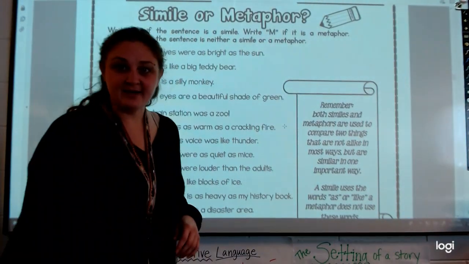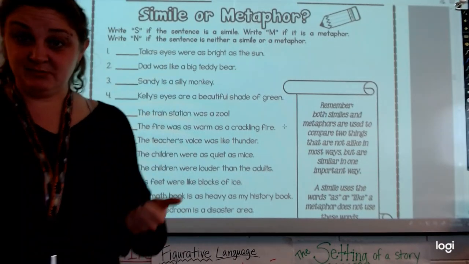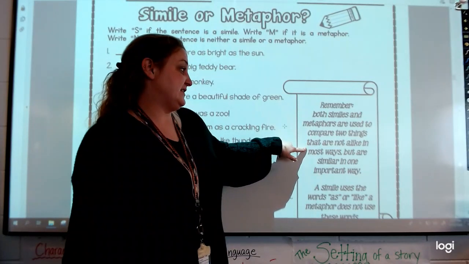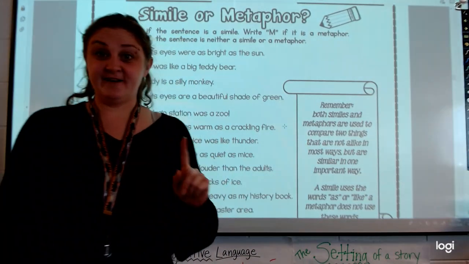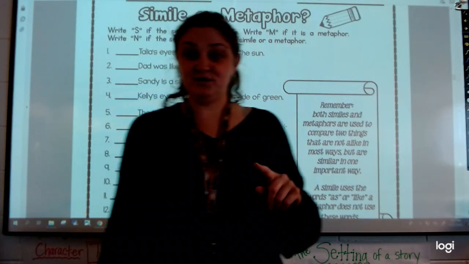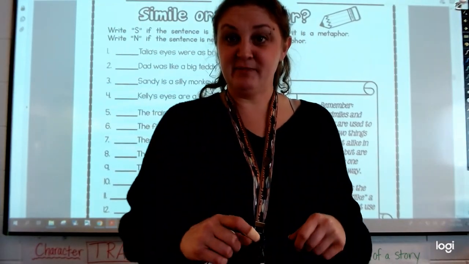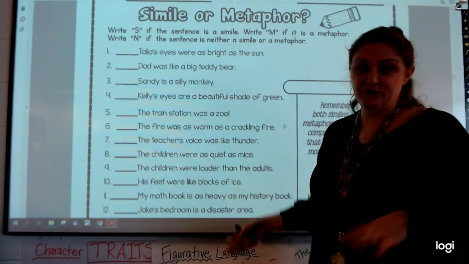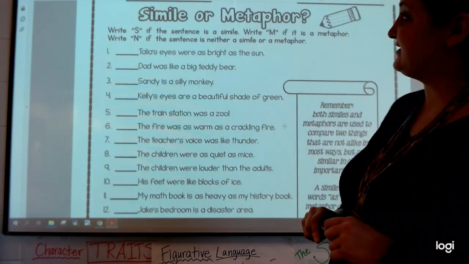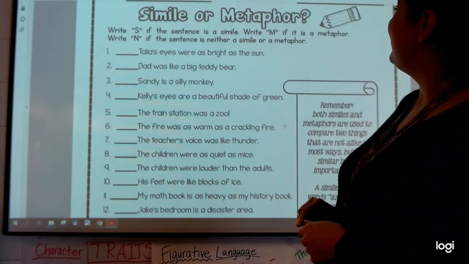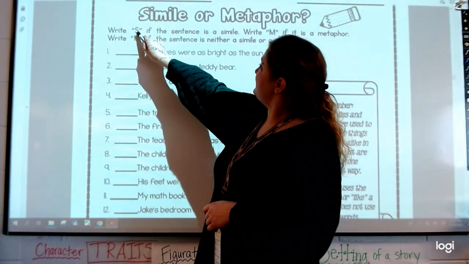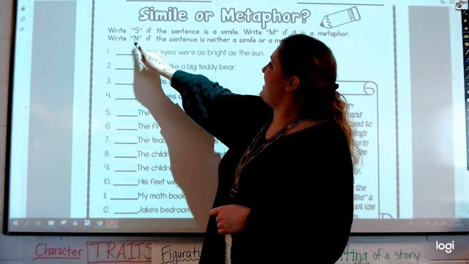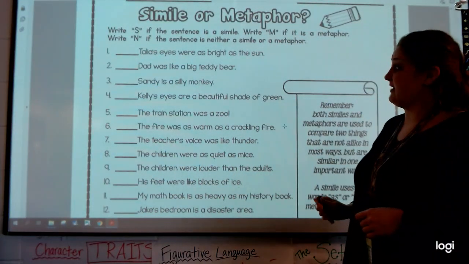Okay, I am back. All right, now that we have learned what a simile is, remember, similes and metaphors are used to compare two things, but they're different in one important way. Similes always use like or as to make the comparison. Metaphors just say it, okay? So let's do these together. You don't need to worry about writing any of this down. This is just good practice to make sure we understand the difference. All right, we are going to put an S if the sentence is a simile, an M if it's a metaphor, and an N if it's neither a simile or a metaphor.